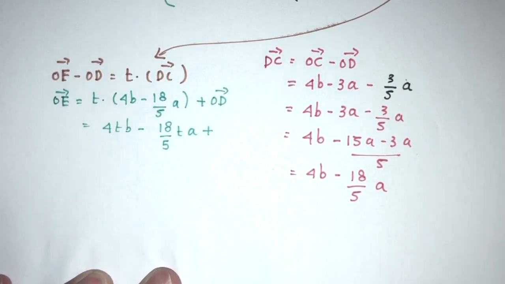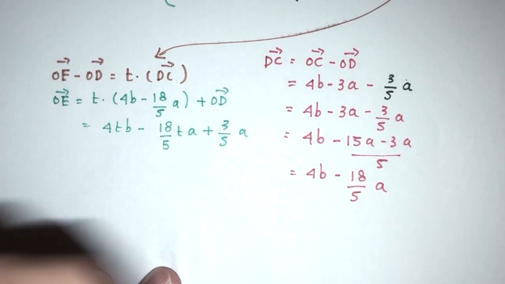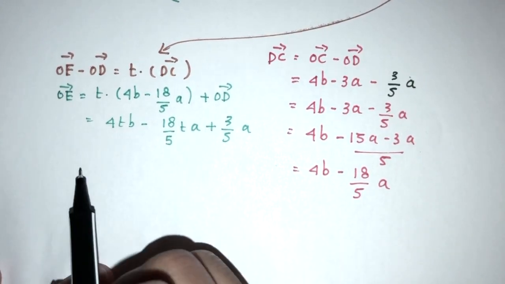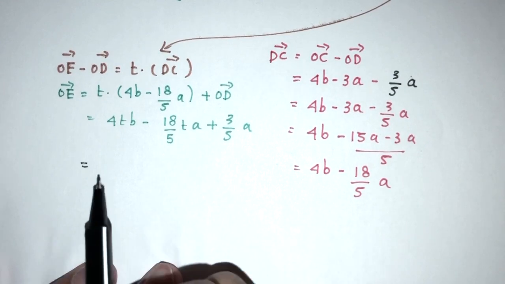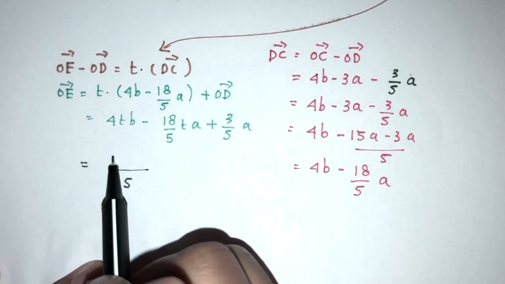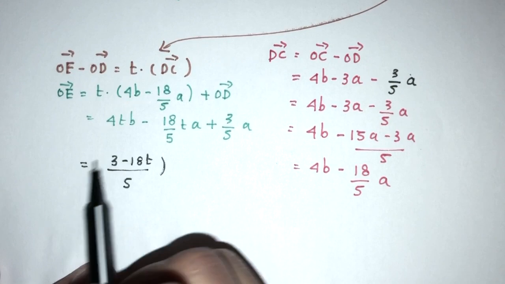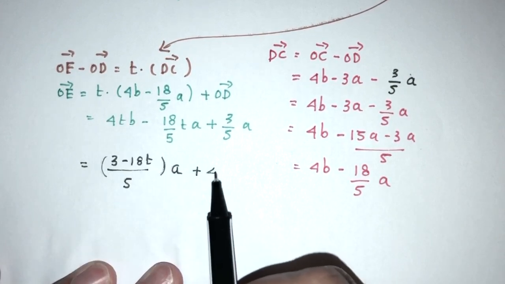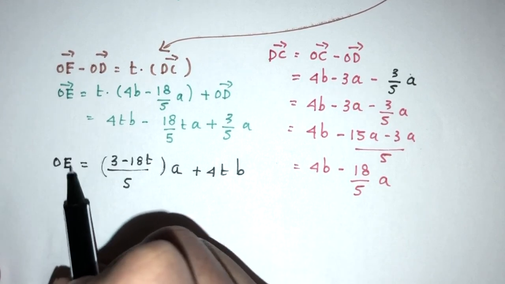OD is given by, as we have seen, 3 over 5a. Okay, simplify. Let me write down the a value first. So a at the beginning, because they have the same base, I can combine them together. You will have 3 over 5, here we have minus 18t, and because a is common, I can just factorize a outside. And then we can write 4tb. This is the value of OE.